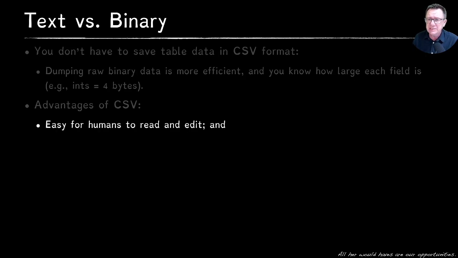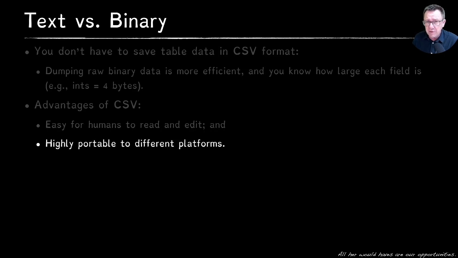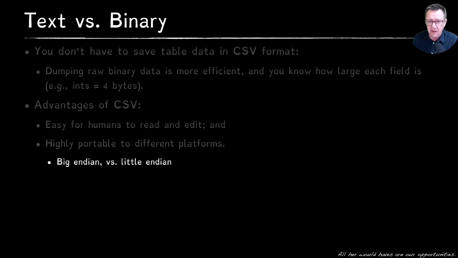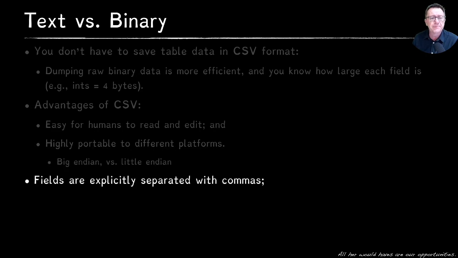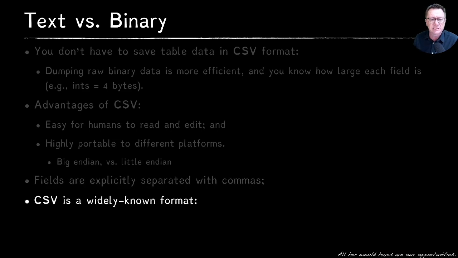Advantages of CSV: very easy for us to read and for us just to go in and edit that raw data in a text editor, for instance. Very, very portable. Different platforms, different systems, we send it as a CSV file, easily done. Fields are easily parsed because they're explicitly separated with commas. So we search for the commas and we extract the data between the commas. Really nice to work with.